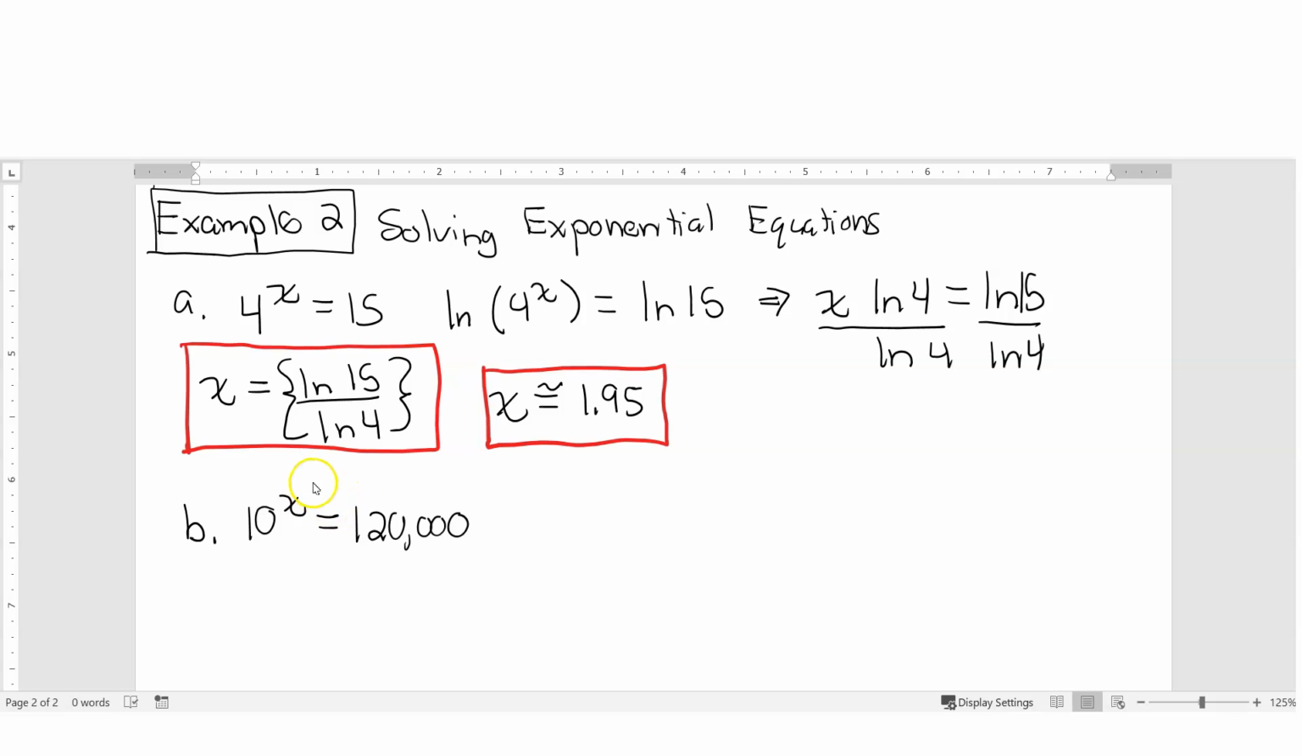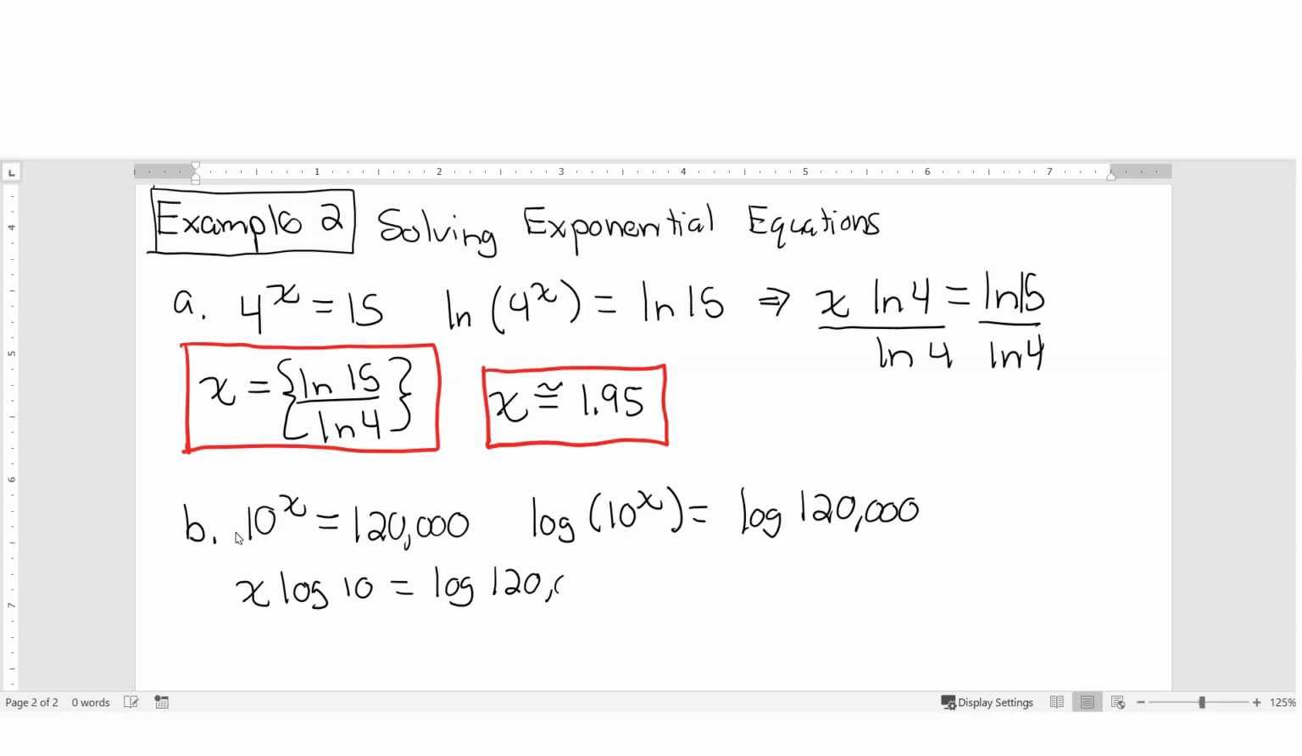In part B of example 2, we're given this equation, 10^x = 120,000. Now, because this is base 10, this is the one instance where you will take the common log of each side instead of the natural log. So we'll do that. We'll do log of 10^x = log of 120,000. And again, as we saw in this example, by the power rule, we can move this value of x out front as a multiplier. So initially it'll look like this: x log 10 = log 120,000.